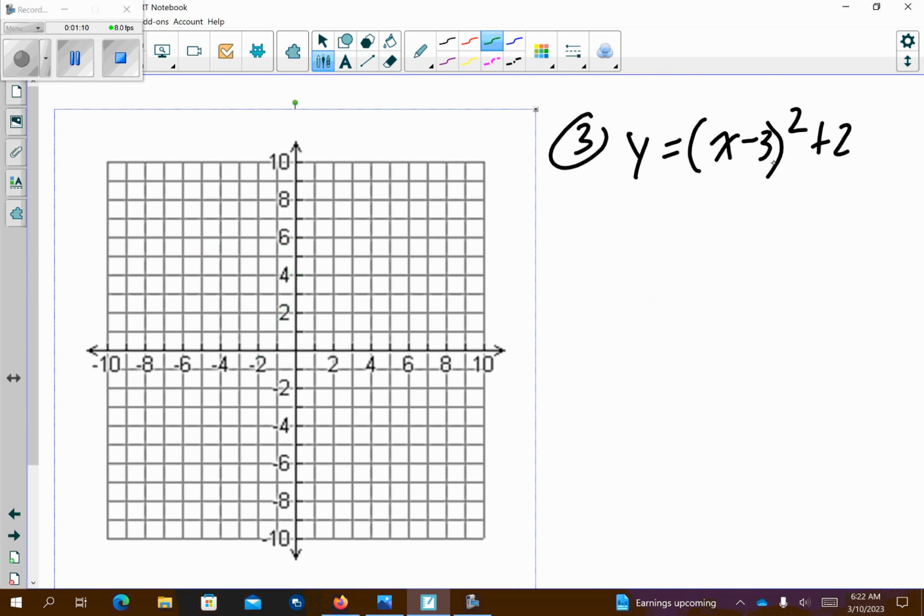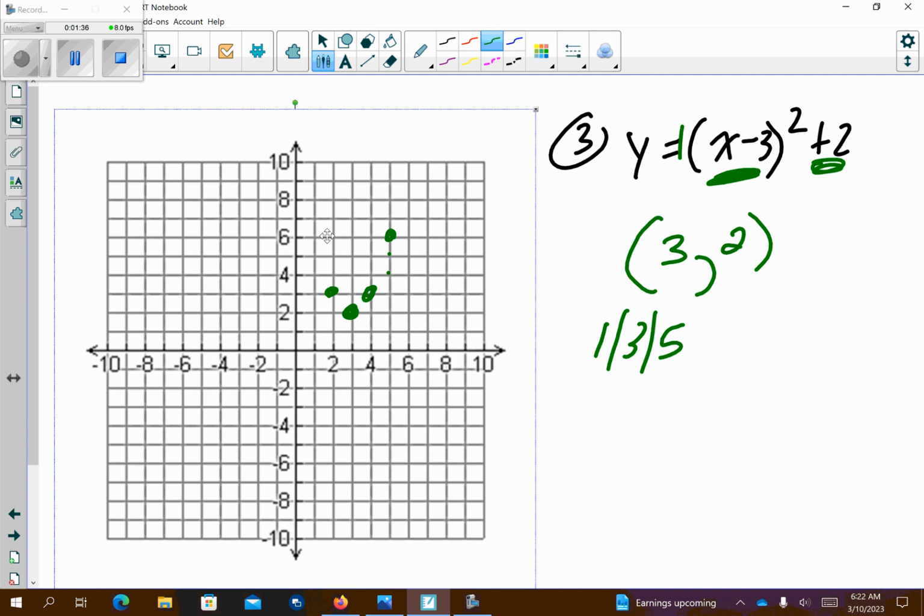Problem number 3, this is going to do two things. This is going to have it go left. So in the x direction, it's going to go left. It's positive. And when it's in parentheses, it's always opposite sign. Outside means it's going to go up 2. So I'm going to get right 3, up 2. There's my parabola. There's a 1 out in front of that, so it's going to pattern graph as 1, 3, 5. So right 1, up 1, left 1, up 1, right 1, up 3, left 1, up 3. And go ahead and make your parabola.